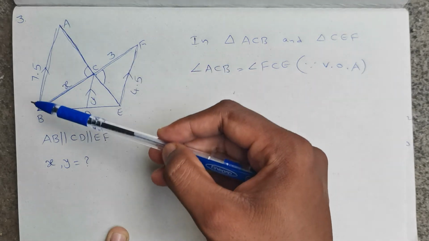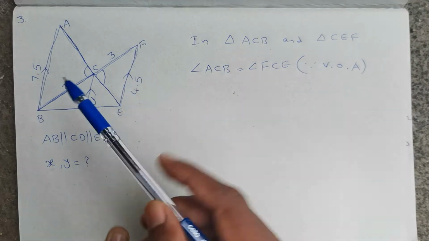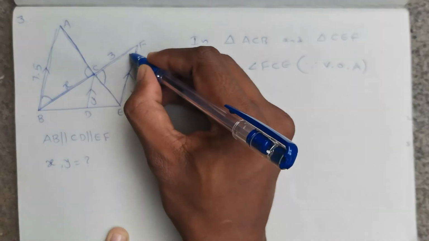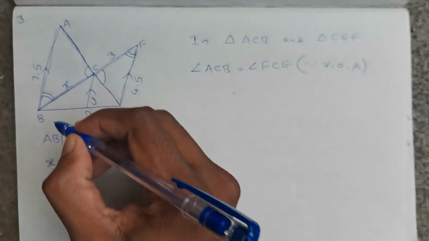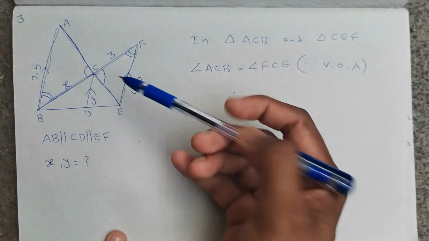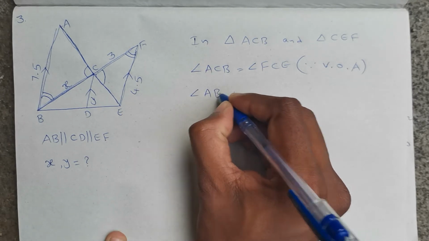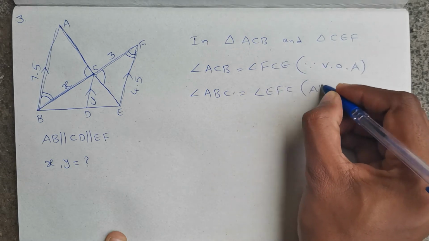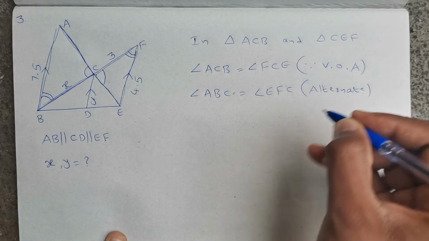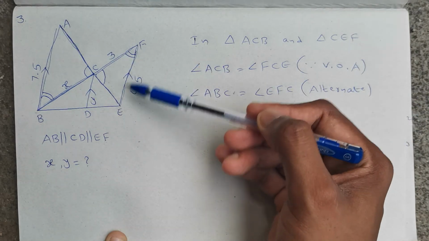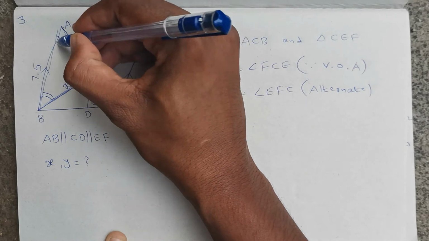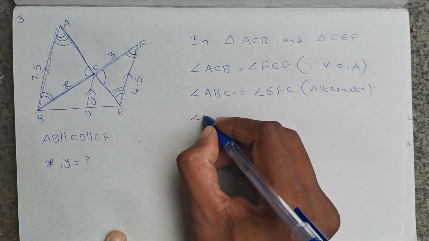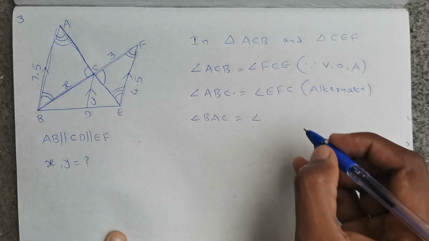Next, AB is parallel to FE. So this line BF will become the transversal. Then obviously this angle is equal to this, because alternate angles. So angle ABC equals angle EFC. Alternate angles. The same way BA is parallel to EF. So these two angles will become alternate. So angle BAC equals angle CEF.